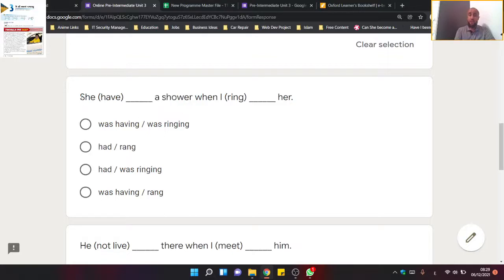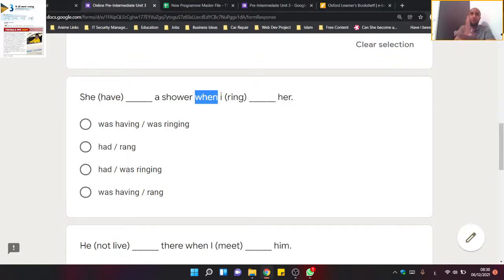Now, if you see a sentence like this, and then you have when after that, think of it as an interruption. Remember, the shower is kind of continuous, right? So we say she was having a shower when, ring, ring, ring, I rang her. Okay, so she has to stop, right? She needs to stop the shower, go outside, pick up the phone, say hello, right? So this is kind of an interruption.